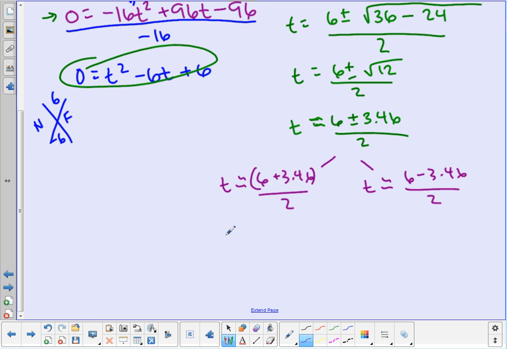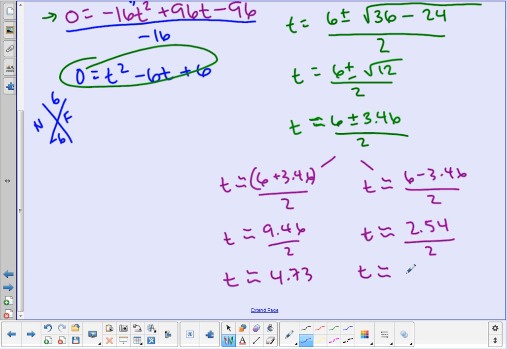So 6 plus 3.46 gives me 9.46, which then gives me a t value, once I divide it by 2, of 4.73. Then 6 minus 3.46 gives me a value of 2.54 over 2, which is a t value of 1.27. So, two positive answers here. I have a positive answer of 4.73 and a positive answer of 1.27.